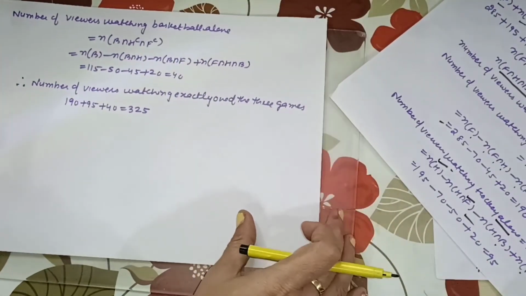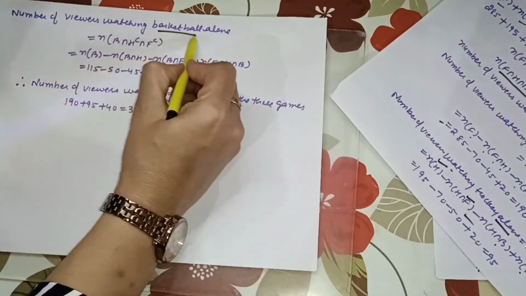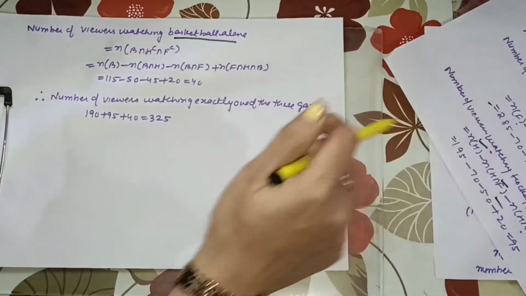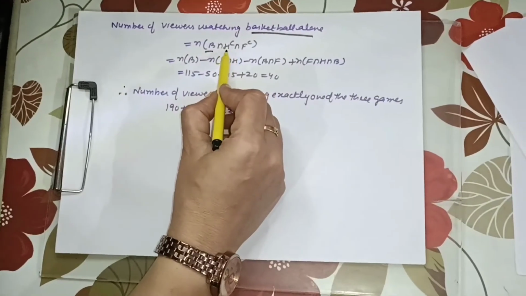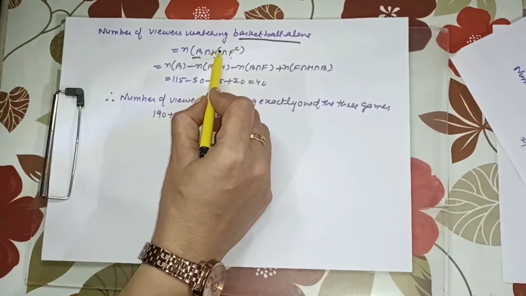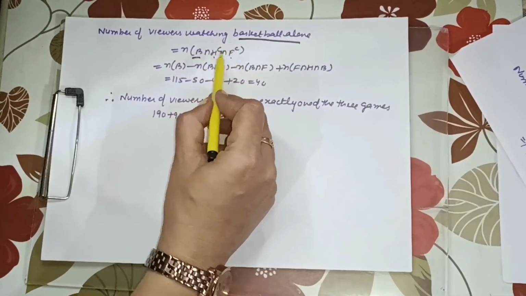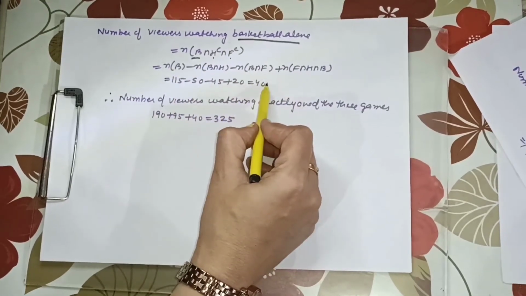The next is the number of viewers watching basketball alone. Basketball alone means B, not hockey, not football. Not hockey means H complement, and F complement. So substituting these values, I am getting this one.